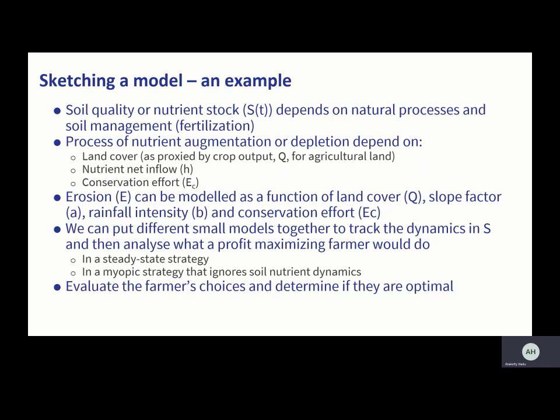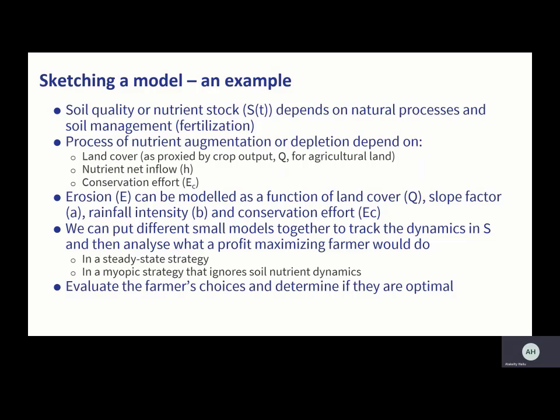Now, that stock will depend on natural processes and how we manage the soil. And those processes are going to augment or deplete the soil. If we look at those, they include land cover, for example, what type of land cover we have. And if it's farmland, agricultural land, that land cover is actually our crop. It's not the native vegetation or anything. So what we are trying to produce out of the land, output, is important. That's something we control by how much fertilizer we put in, what type of crop we put in, and so on. So we are part of the process.